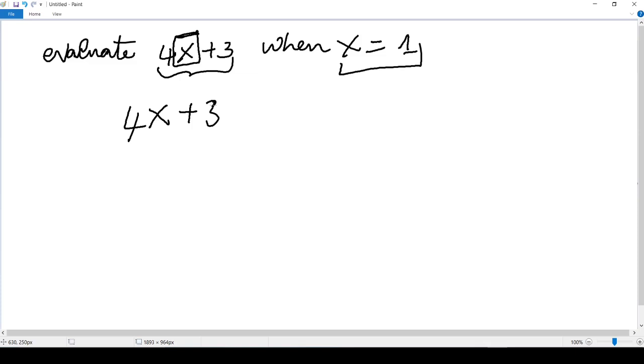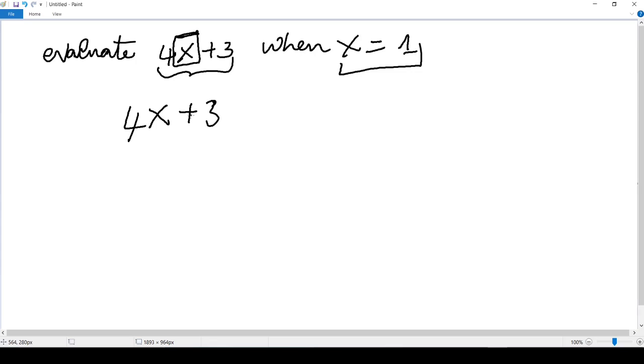Here we have two operations. The first operation is the multiplication: 4 is multiplying x, and the second operation is the addition. Evaluating the expression 4x plus 3 when x equals 1 is also another way of asking what numerical value the expression will give us if we substitute x by its value, which is 1. Everywhere that I see x in my expression, I will replace it by 1.